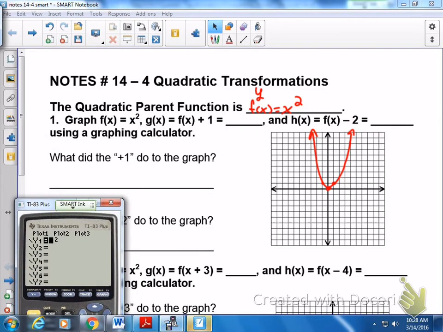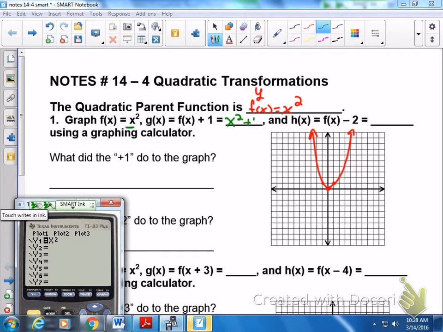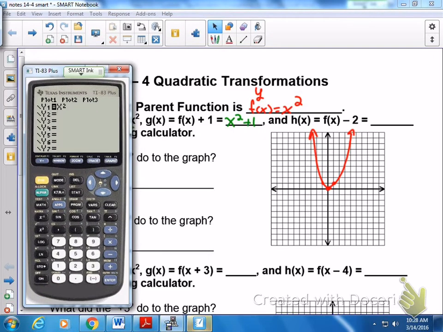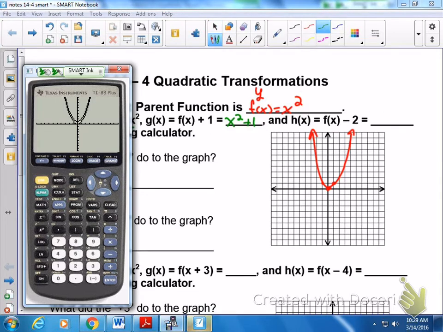Now it says if I use f of x, which is x squared, I can transform it and get g of x and h of x. Well, the first one says g of x equals f of x plus 1. Well, f of x is x squared. So I'm going to take x squared, I'm going to add 1. Now I'm going to keep my x squared graph in y1, and I want to see what happens to it when I put in x squared plus 1. Well, when it graphed that second one, it's just shifted up 1 point. So instead of the vertex being at 0, 0, it's at 0, 1. And instead of being over 1, up 1 from the origin, it's over 1, up 1 from that point.